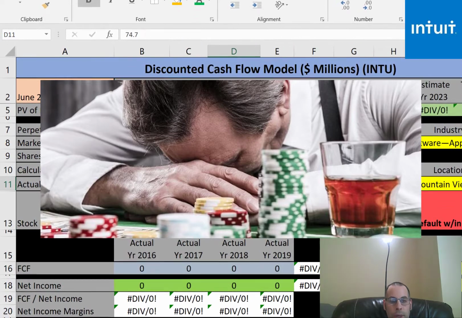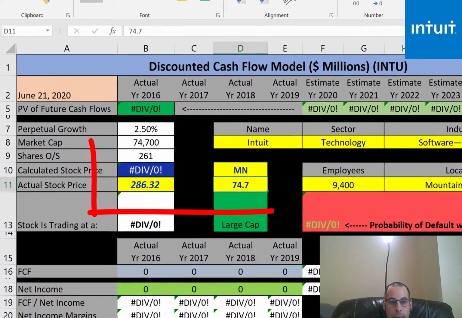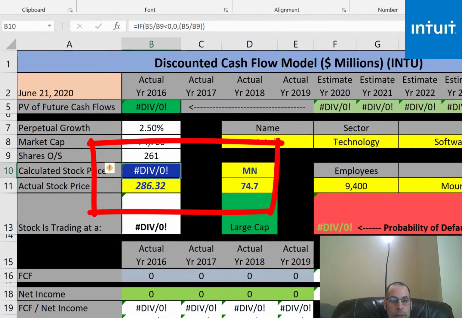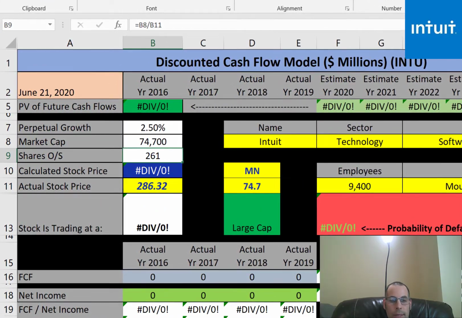Now we can figure out the shares outstanding because it's just a market cap, 75 billion, divided by the stock price, 286, equals 261 million shares outstanding.